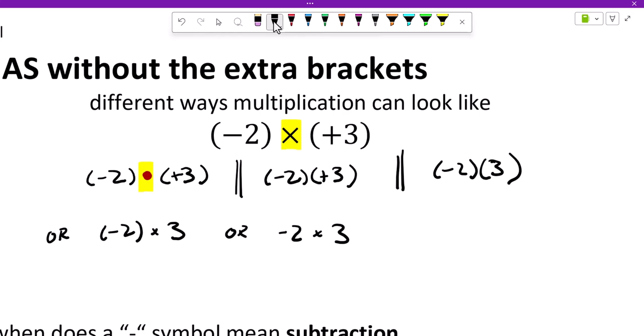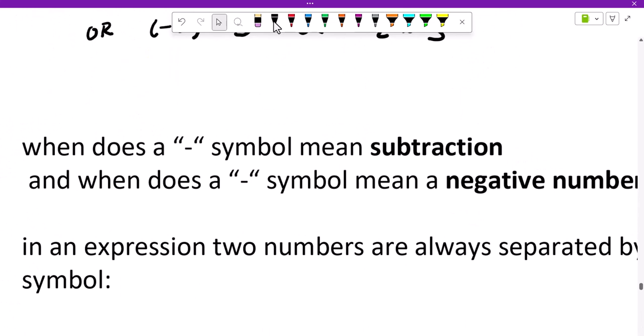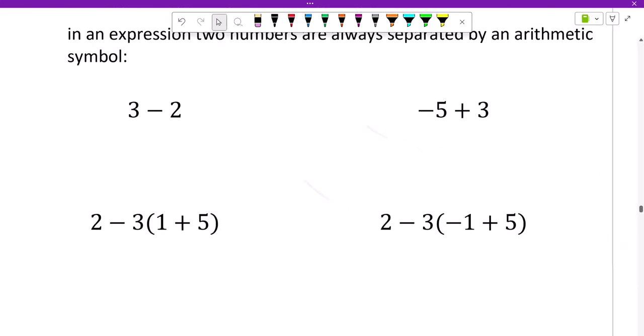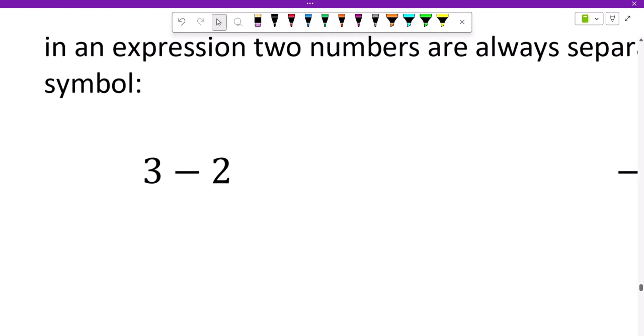Right? So another thing that students sometimes struggle with is that minus symbol. Because sometimes a minus symbol means that we're subtracting. Sometimes a minus symbol means that we have a negative number. When is it one situation? When is it the other situation? Right? So we got a whole bunch of different scenarios here. So here, that dash, does it mean negative 2 or does it mean subtract? Subtract.